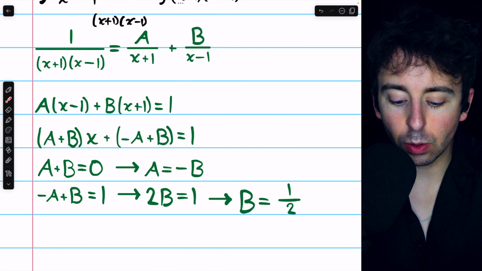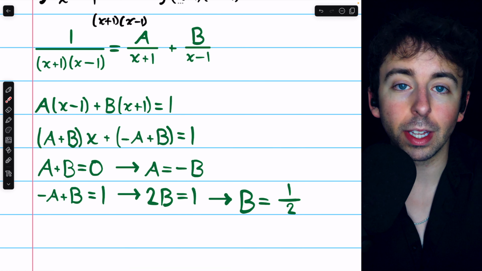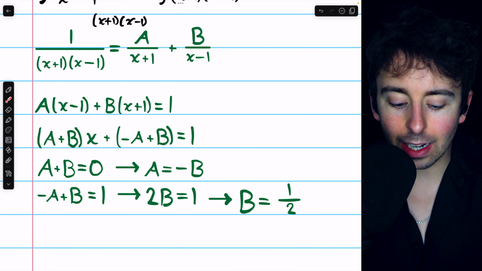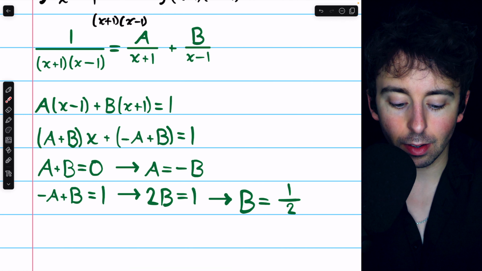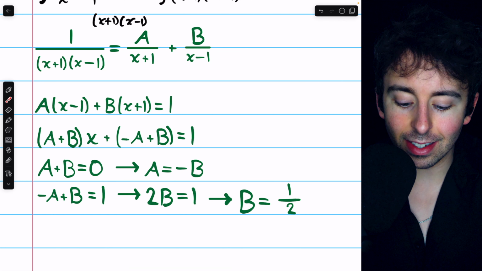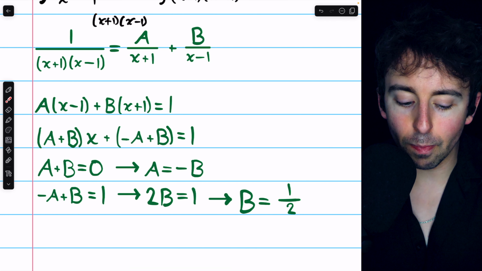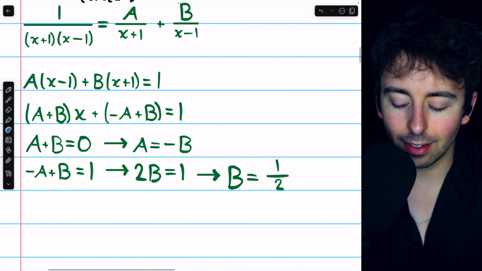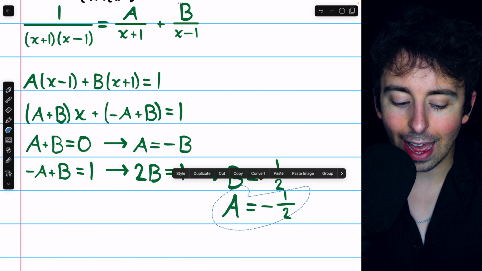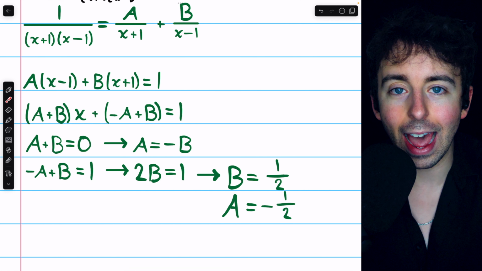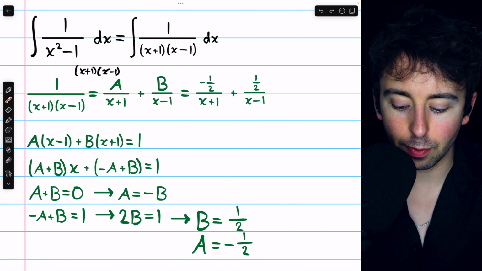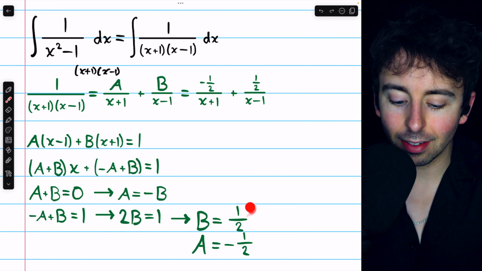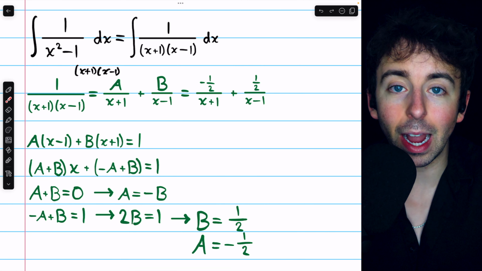A plus B must equal 0, and so A must equal negative B. But we also have that negative A plus B must equal 1. So, replacing A with negative B, we have that negative B plus B equals 1, which means that 2B equals 1. And so B is equal to 1/2. But then, since A equals negative B, we have that A equals negative 1/2. And so we see how to decompose the fraction. It's negative 1/2 over x plus 1 plus 1/2 over x minus 1.